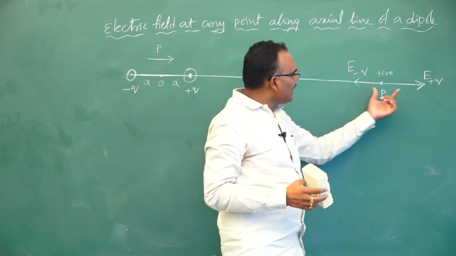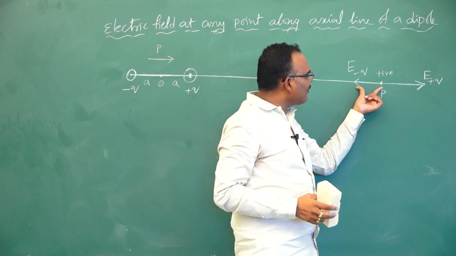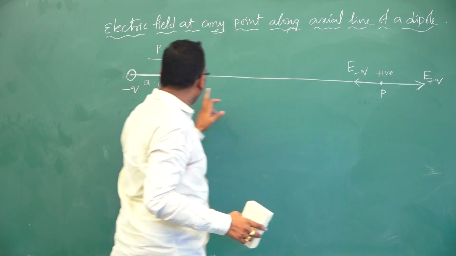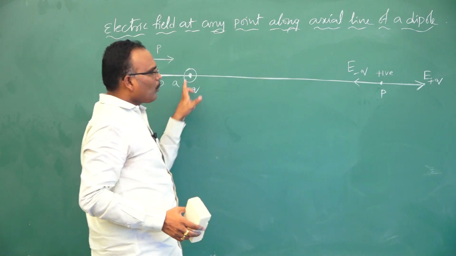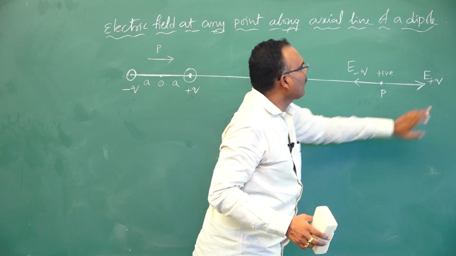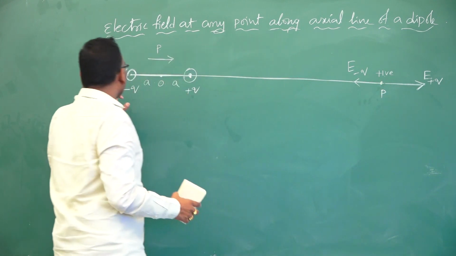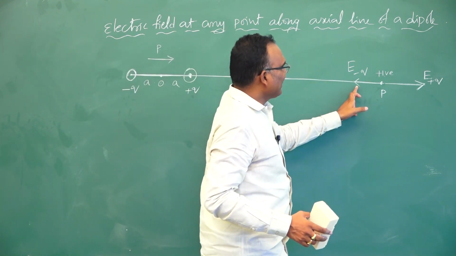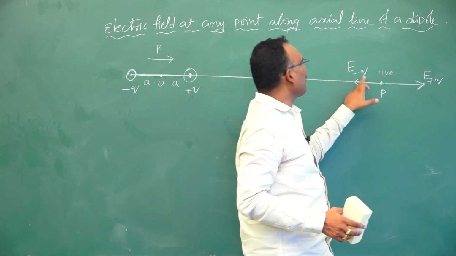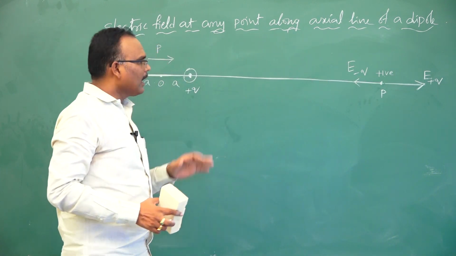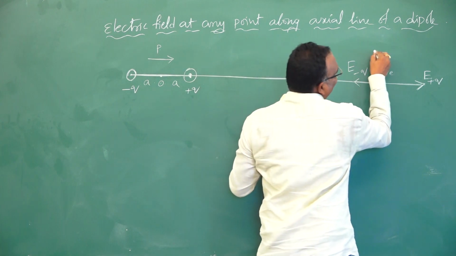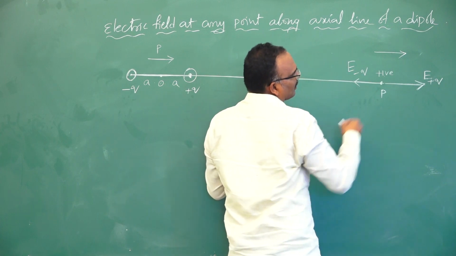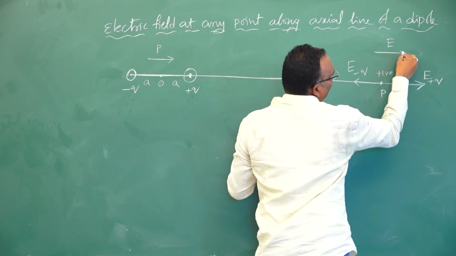But why have I represented this with a big vector and this with a small vector? Because this point is close to the positive charge, so the positive charge influence will be more. This point is far from the negative charge, so this charge influence here will be less. That means E plus Q is more than E minus Q. That means the resultant electric field will always be in the direction of the greater magnitude. So the resultant electric field will be in this direction.